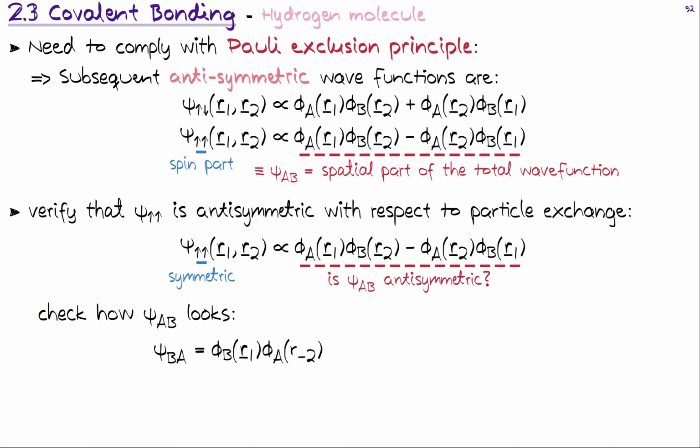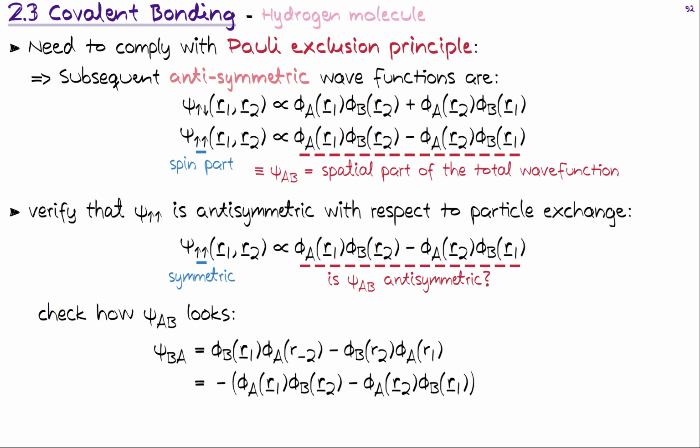Sorry, there's a typo. It should be a vector R2 and not this mess in the argument. And then we have the other term, so we have phi B R2 times phi A R1. Then we can change the order, and we will have minus phi A R1 times phi B R2, minus phi A in position R2 times phi B in position R1.